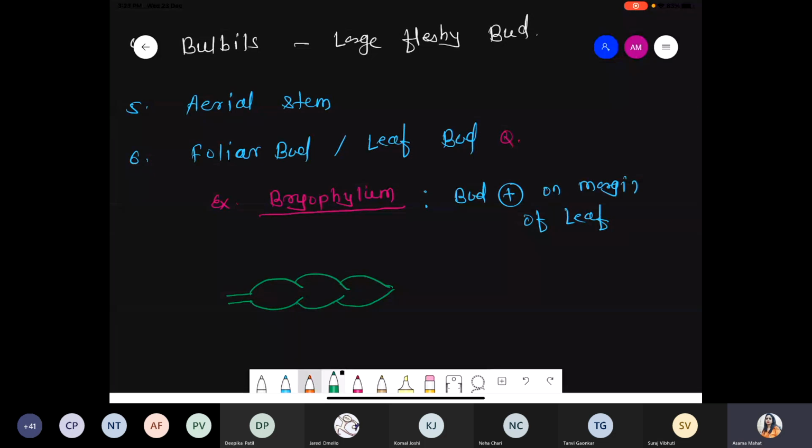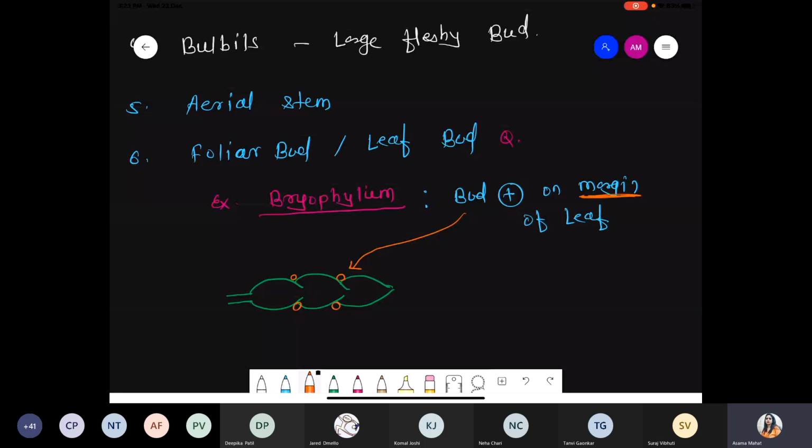And now notches are present on the margin. So the notch is present here. These are the areas where buds can be present like this. These are the buds, nothing but where the buds are present. Buds are present on the margin. Please underline: Bryophyllum, bud present on the margin.